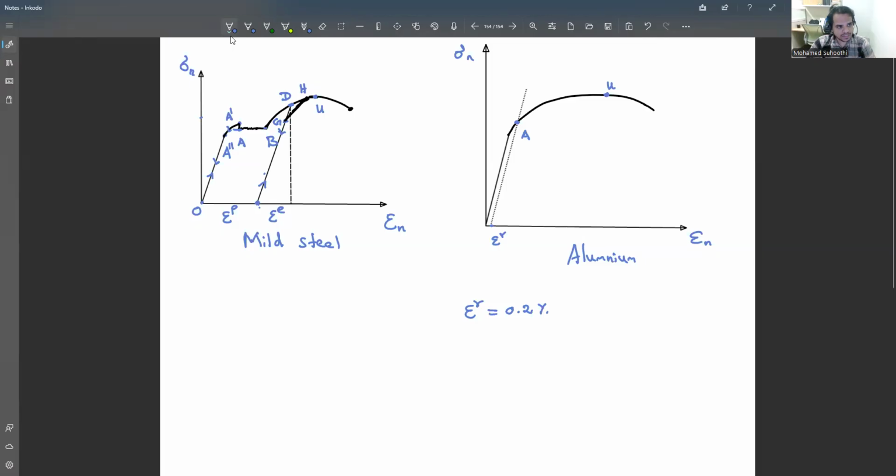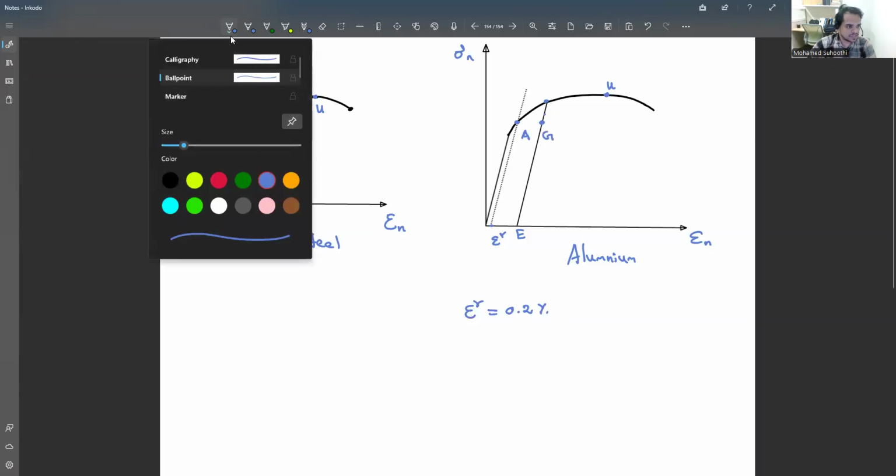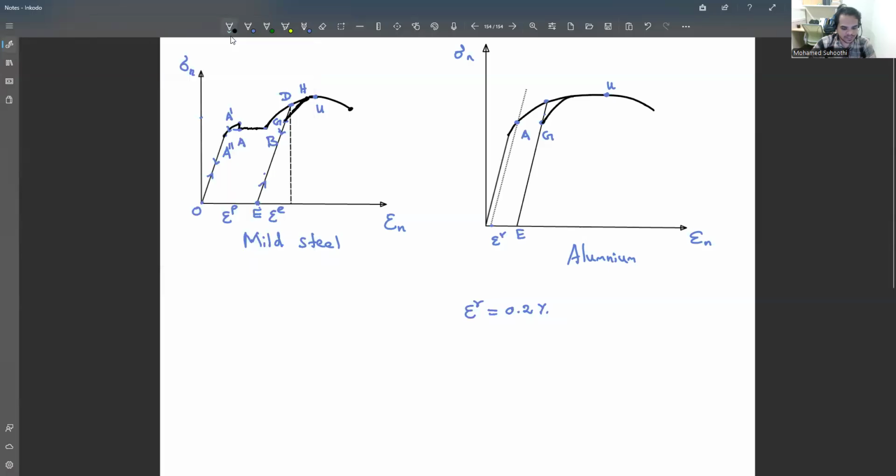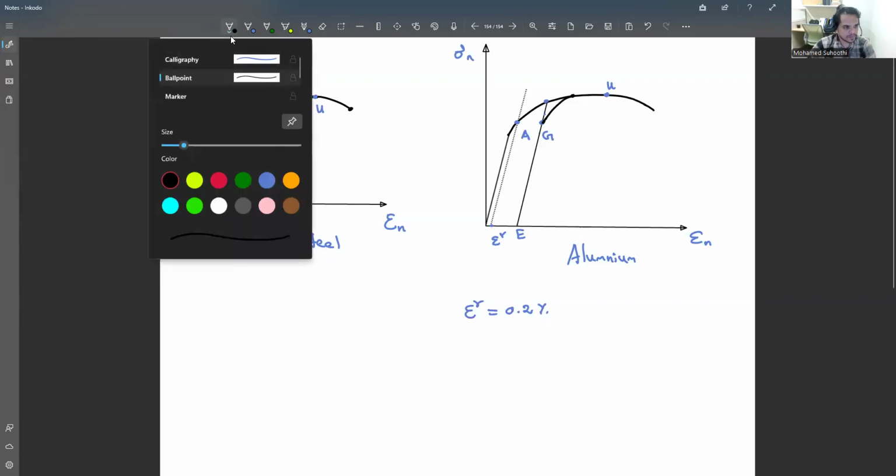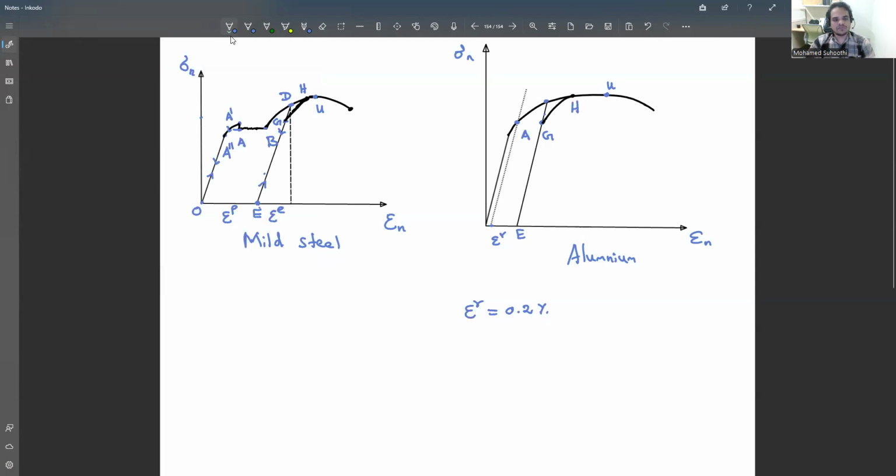Similarly, we will get the same point D here. If we remove the load at point D, it will come to the permanent deformation, right? Let's say this point is E. The same point E you will get here, then similarly point G, and from point G again a similar situation, so this is your point H, as in the previous case. The only difference is that we find the yield point this way because yielding is not visible here. This is your point D, similar to the previous case. This is in the case of aluminium.